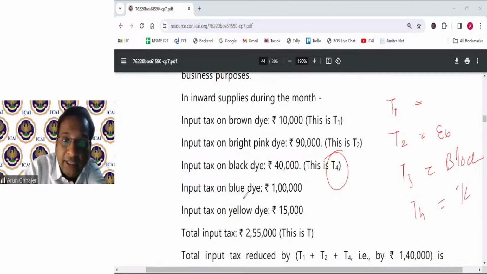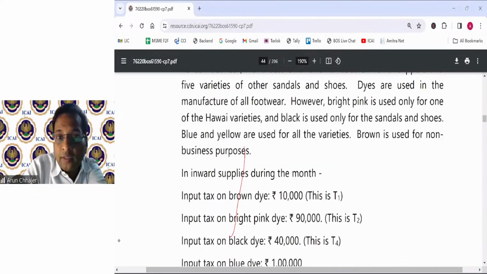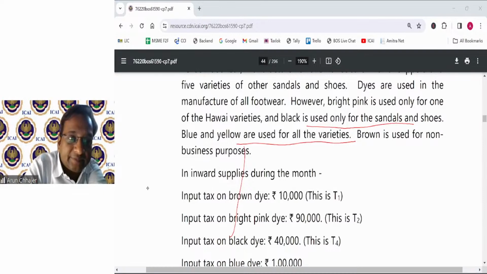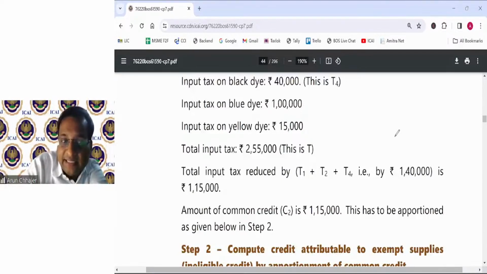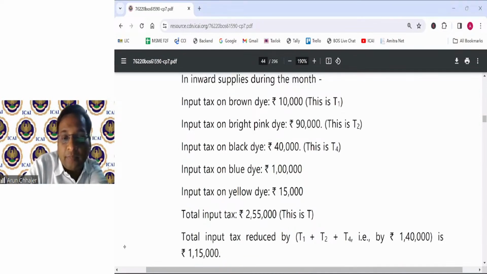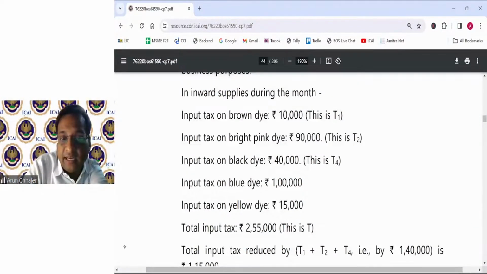Now let's say input tax on blue dyes is 1 lakh. Blue and yellow are being used commonly, right? Blue and yellow are used for all the varieties, while black is used only for the sandals. So it is a common ITC. So the total ITC, that is T, is 1 lakh plus 15,000 plus 40,000, plus 90,000 plus 10,000, which is 2 lakh 55,000. What is the T? 2 lakh 55,000.